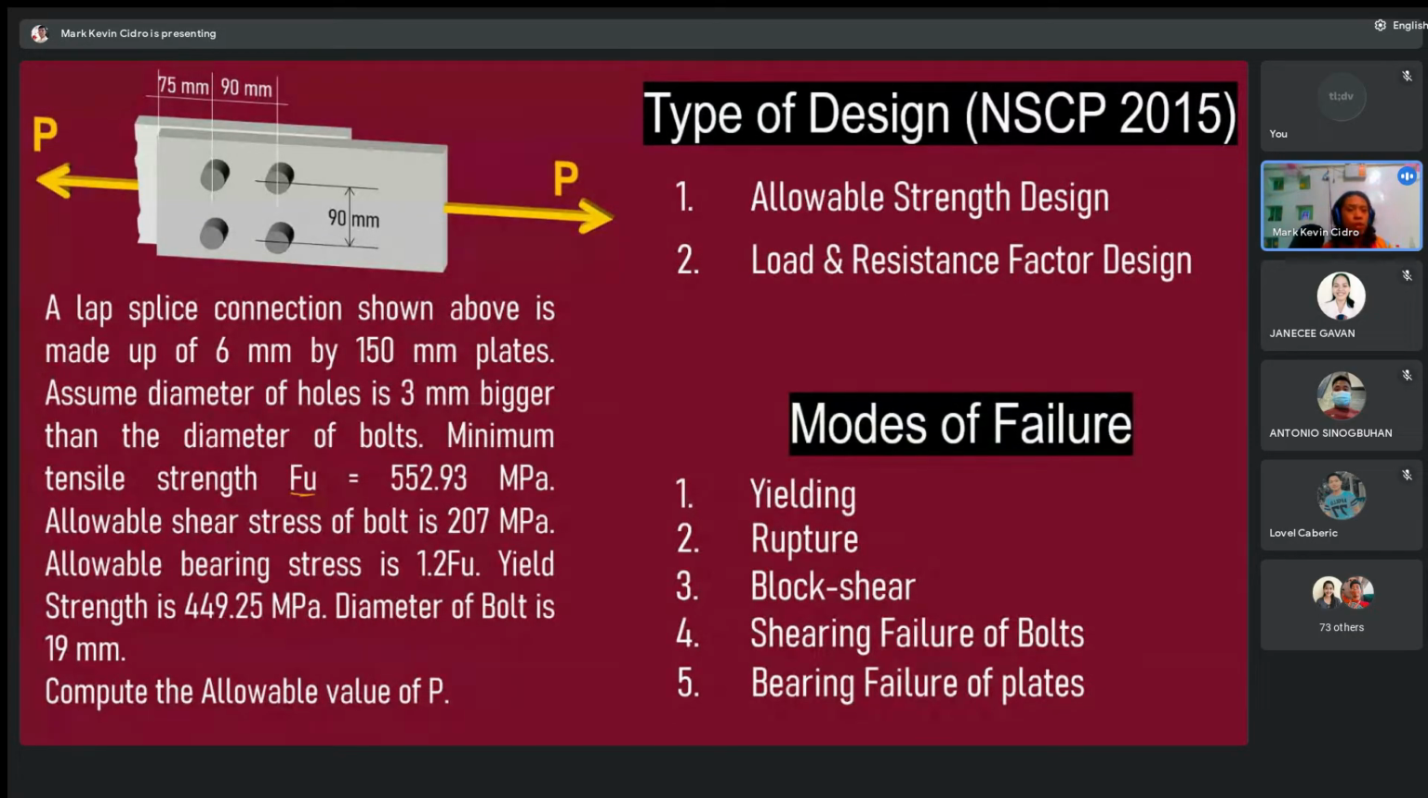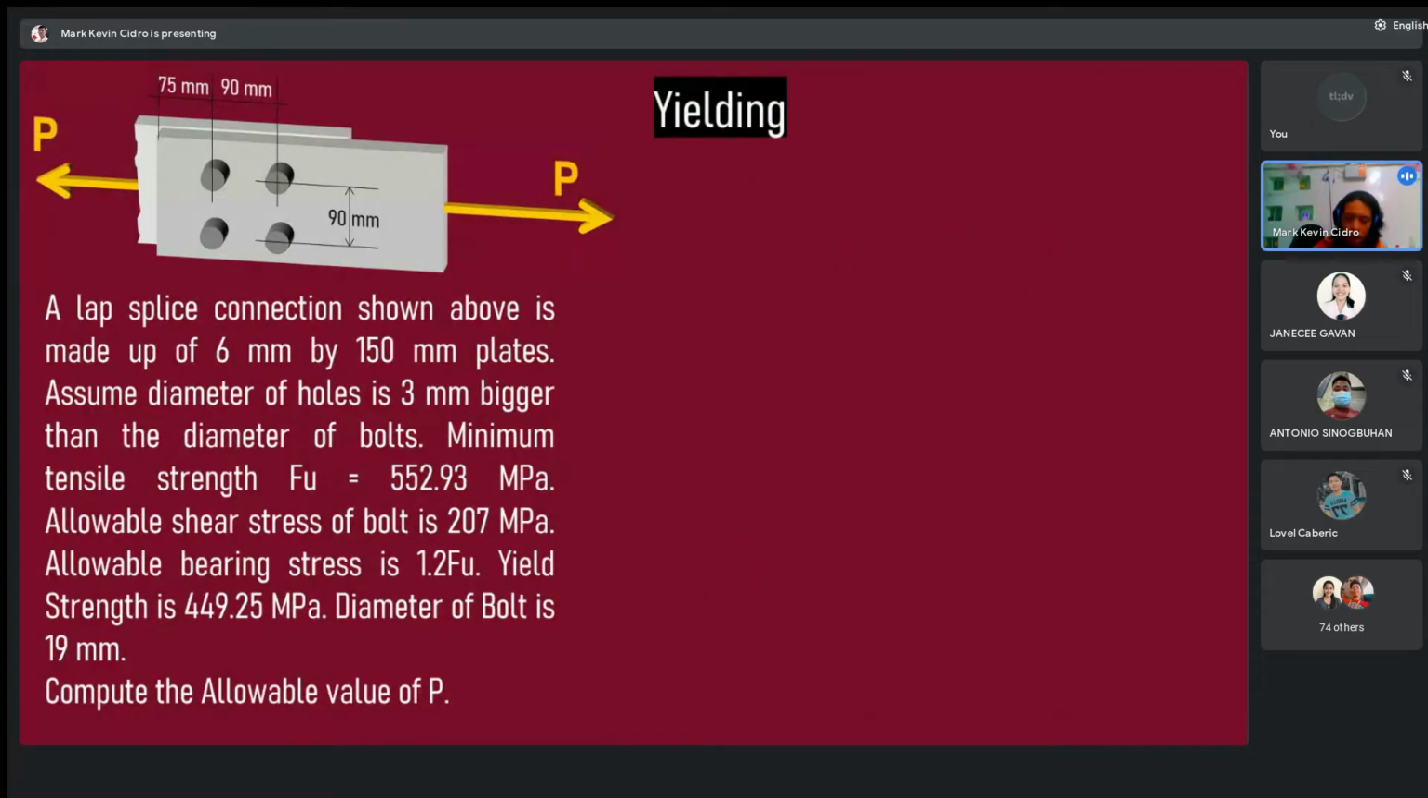Find the allowable value of P due to yielding. Find the allowable value of P due to rupture. Okay, pero kung hindi nila sinabi, lahat i-check mo. Then later mapipili mo kung alin ang governing strength or the allowable value. Or due to yielding lang ang nakita.